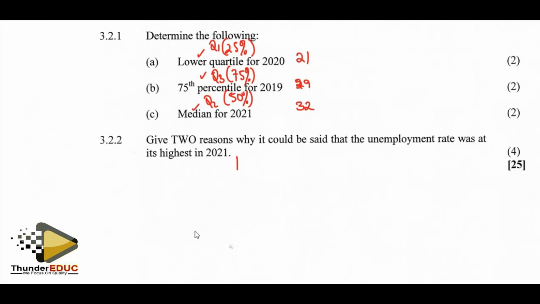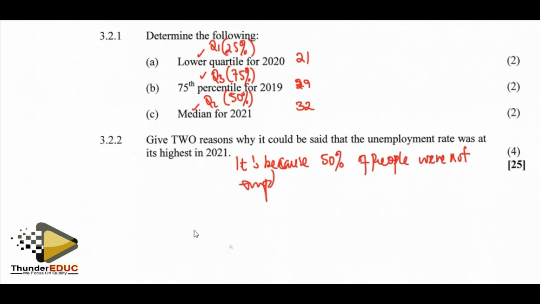It is because 50% of people were not employed. Even a mere looking at this is Q2, which is 50% higher than these other values. It's also a reason.